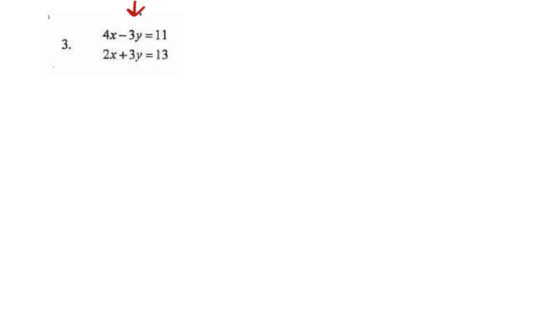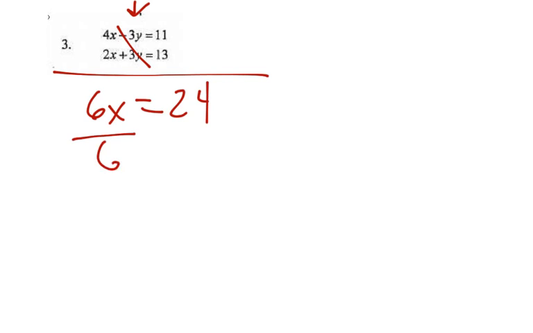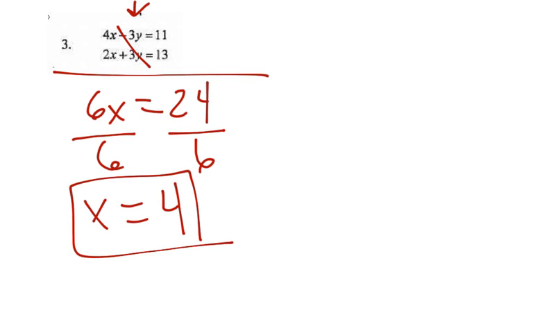Looking at this one, you notice that your y's have the same number and opposite signs, so I'm going to draw a line and combine. 4x plus 2x is 6x. Negative 3y plus 3y cancels, equals 11 plus 13 is 24. Divide both sides by 6. X is equal to 4. That's one of my answers.